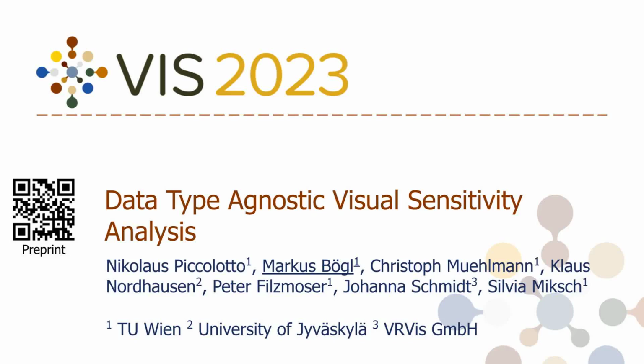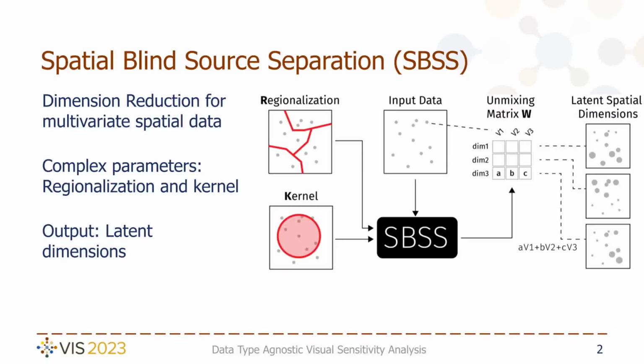Welcome to our presentation on data type agnostic visual sensitivity analysis. In many domains, analysts deal with multivariate spatial data. Spatial blind source separation, SBSS in short, is a model explicitly designed for spatial data analysis. It is superior to popular non-spatial methods, like principal component analysis.